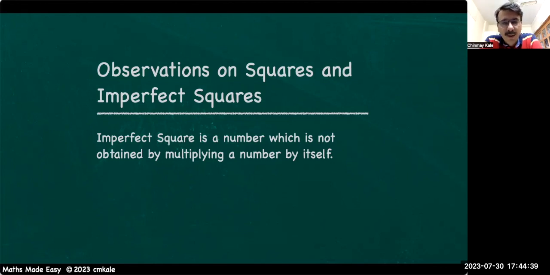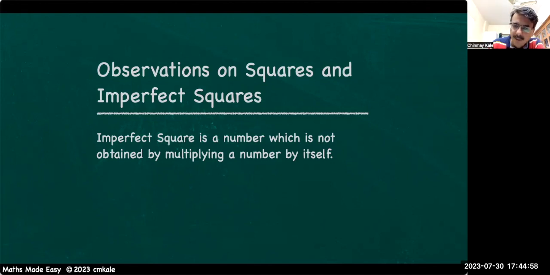An imperfect square is a number which is not obtained by multiplying another number by itself, right? For example, 5 or 6 or 7, right? They cannot be obtained by multiplying another same number with itself.